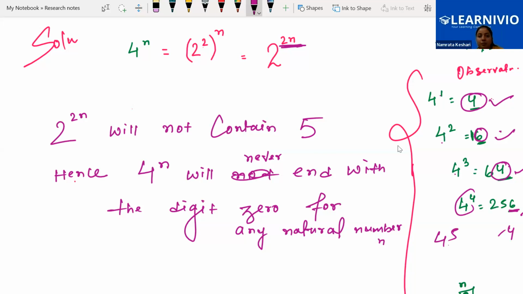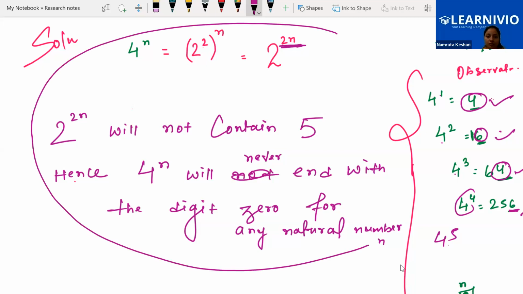Ma'am, we only have to find 4 to the power 5, no? We don't have to write anything. We only have to write this. We don't have to write this; this is just for understanding. Only the one in purple, we have to write that only. That was just for understanding. Please note it down, everyone.